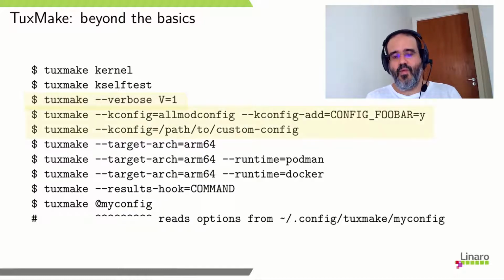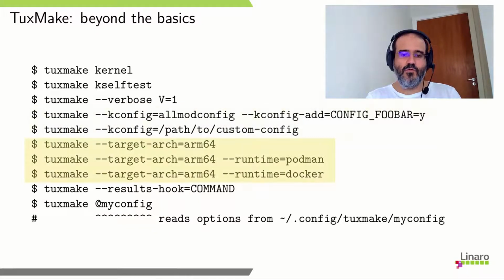You can also pass specific config options. By default, TuxMake will build defconfig for your architecture, but you can also use other configuration parameters, and you can also build starting from a custom configuration file you already have somewhere on your disk. You can choose your target architecture. In this case, TuxMake will look for the cross-compiler inside your host operating system. Otherwise, you can also use the container runtimes.